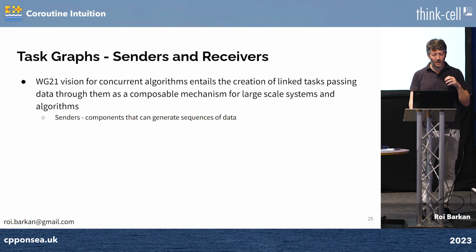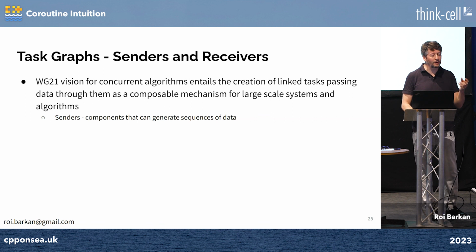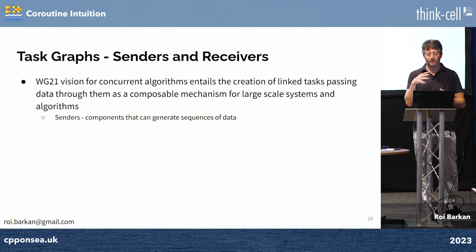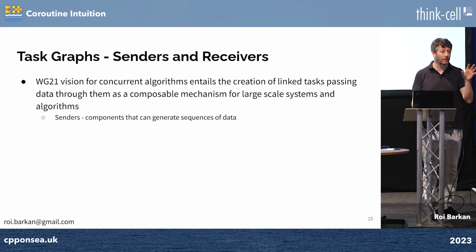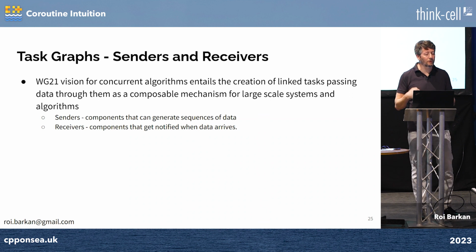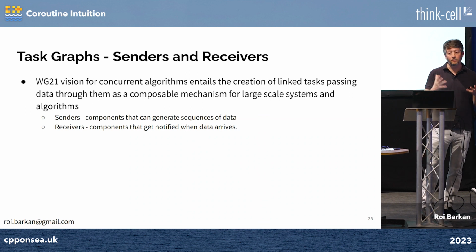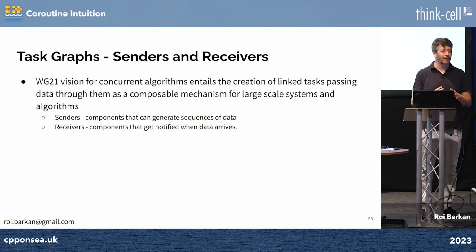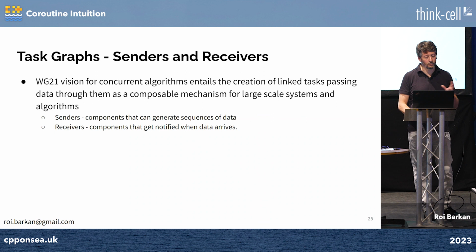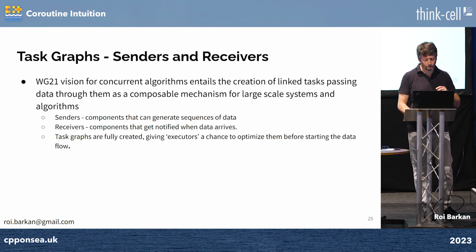And in that world, there are these things called senders, which are the components that can generate sequences of data or receive different sequences of data. Those are typically the nodes of a computation graph. And then those are the receivers, which are the components that can get notified when new data arrives, which is important, especially if the graph entails different execution environments or entails some I/O, etc. That's where the receivers come in. And as mentioned, the task graph is fully created, and then executors get a chance to optimize it and start running.